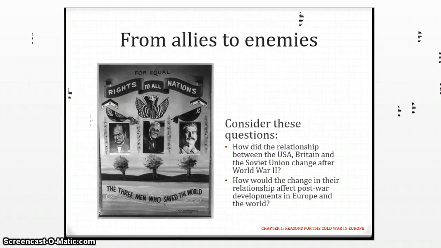Now for this one, from allies to enemies. Okay, this is where we're going to start off. There isn't an exact start date for the Cold War, but if we do want to put a date to it, we can say maybe 1945, the end of World War II. But of course, we are not going to start from there, so we're going to go all the way back to the birth of communism.